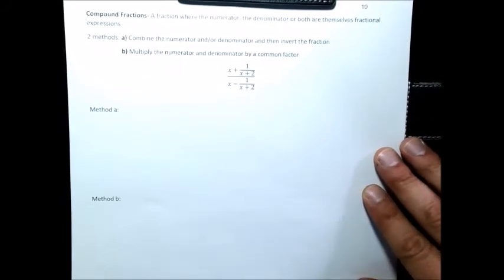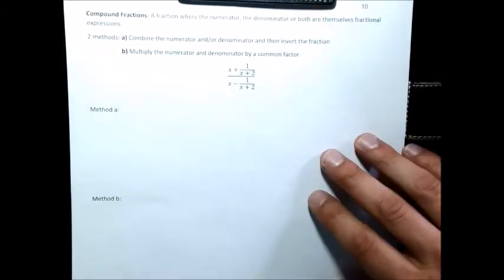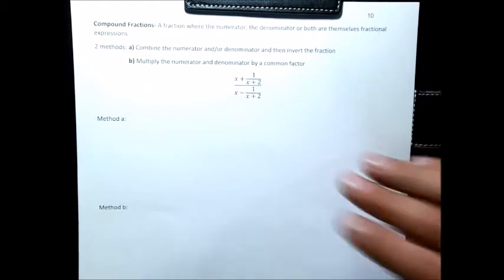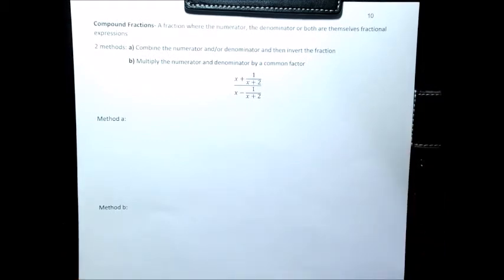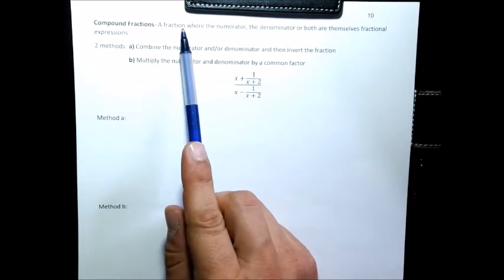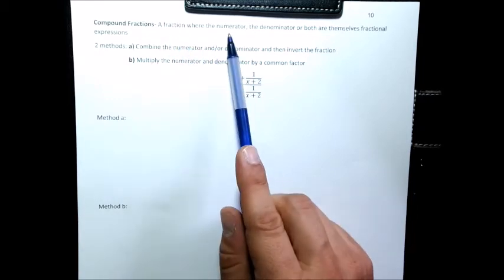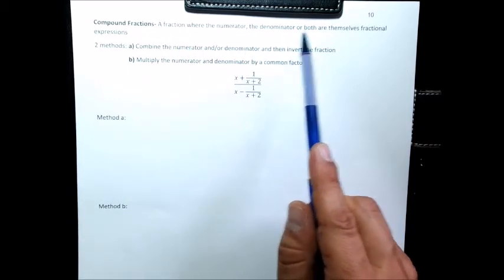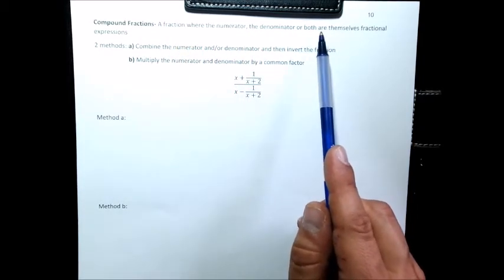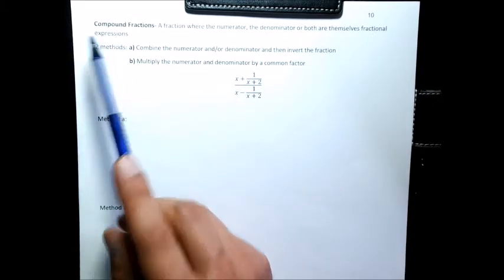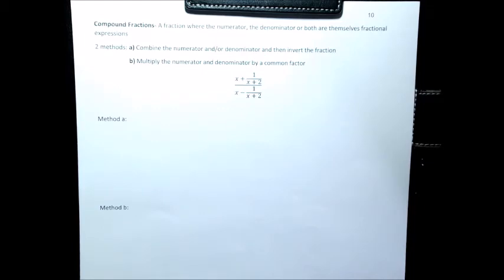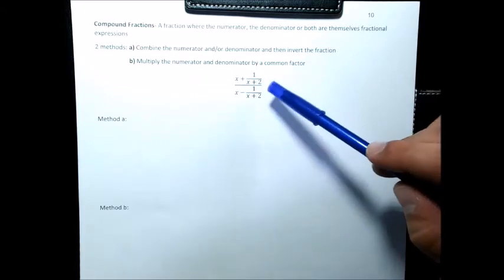So compound fraction, let's read what it is. A compound fraction is a fraction where both the numerator and the denominator, or both sometimes, are themselves fractional expressions. In other words, it's kind of like you have a fraction inside of a fraction. And you can see that's what we have on this very first example.